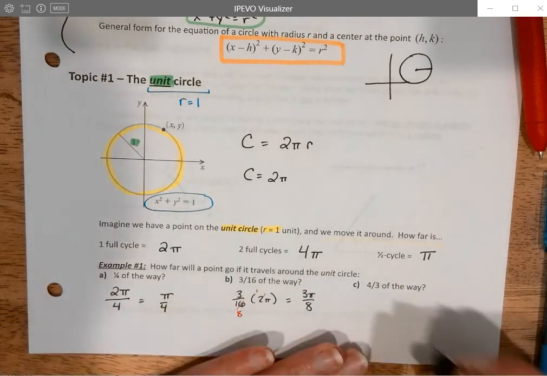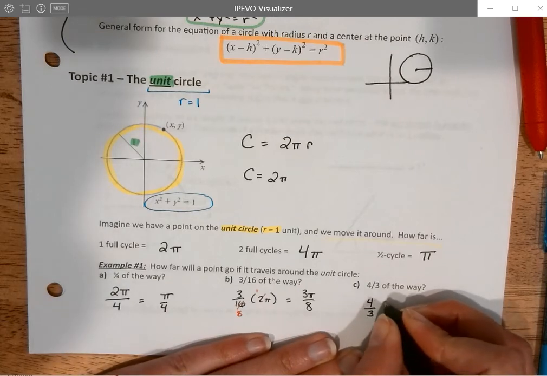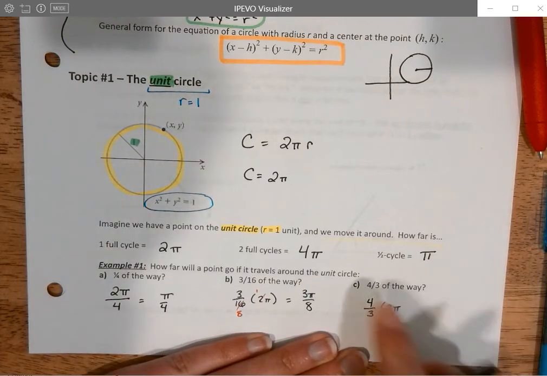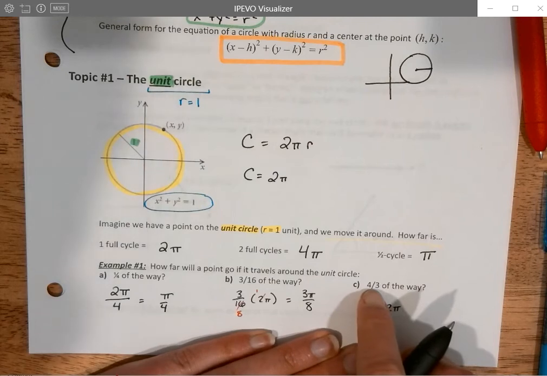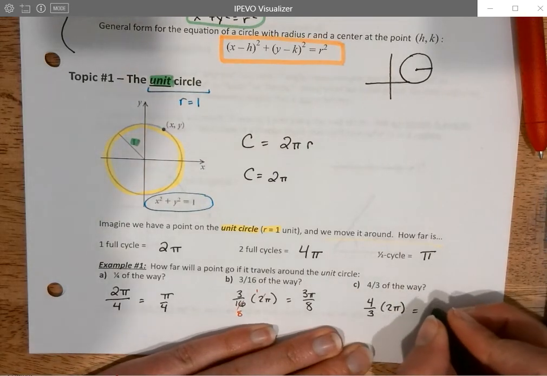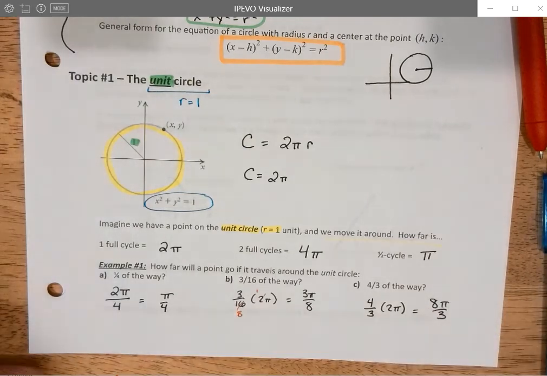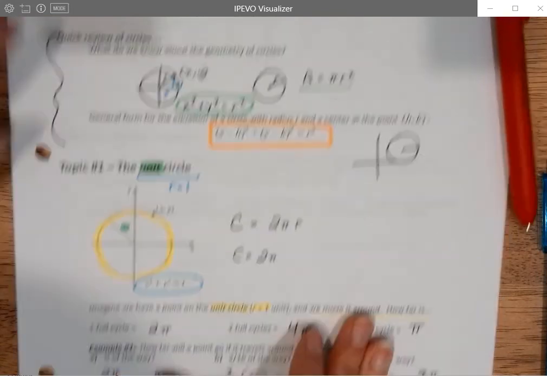And similarly, I can calculate the distance for any fraction of the circle. So if I go 3/4 of the circle, I meant to say 4/3, so it's a little bit more than one full circle. 4/3 of the circle times 2 pi would give us 8 pi thirds. It doesn't matter what the fraction is, I can compute the distance that the point would have to travel to go all the way around the circle. Okay, bringing in the next page here.